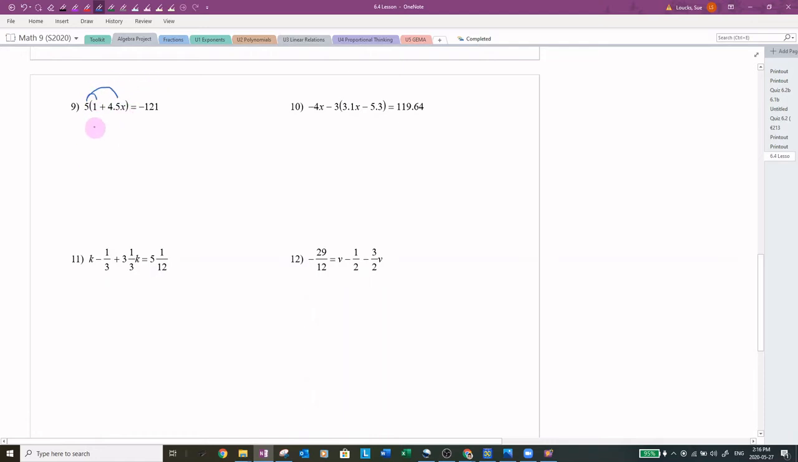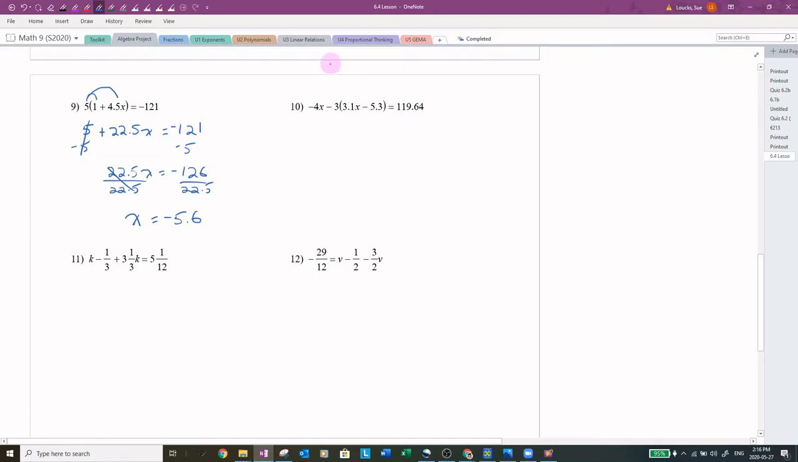Okay. So I have 5 times 1 is 5, and I have 5 times 4.5, which is 22.5x equals -121. And then I need to subtract 5 and subtract 5. So I have 22.5x equals -126. If I divide both sides by 22.5, I end up with x equals negative 5.6.